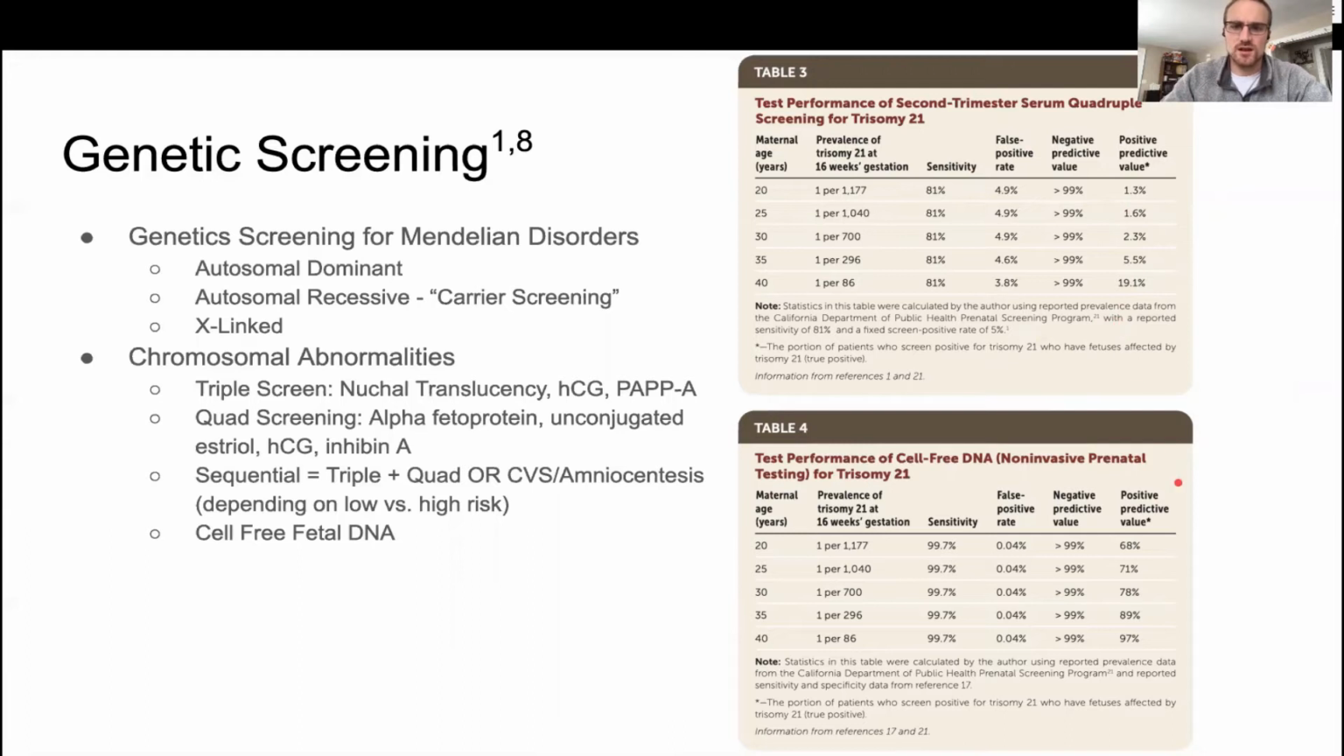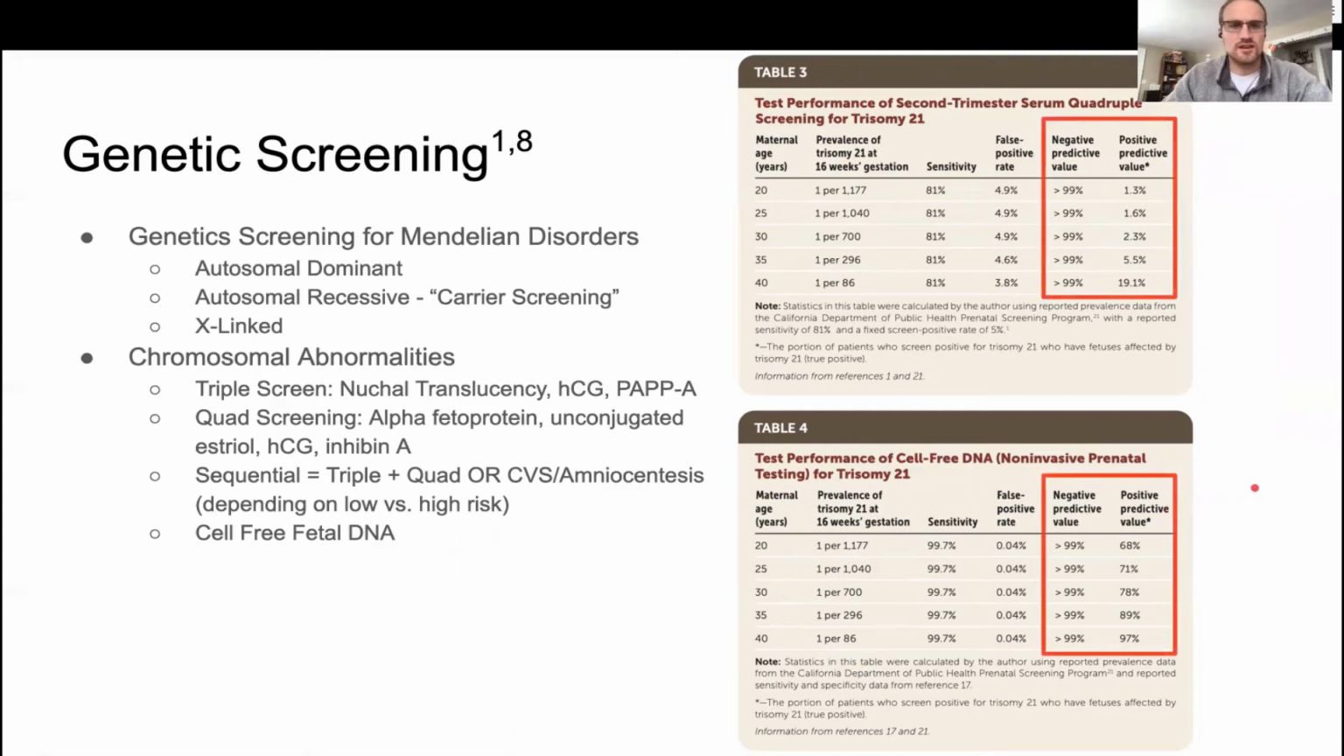diagnostic testing. With the cell-free fetal DNA, you really see the same pattern at age 20, a 68% positive predictive value, which is much better than the quadruple screen, but still not great. And then as pregnancy gets older and more advanced and at higher risk, that positive predictive value increases because the incidence and prevalence are increasing. And that's shown here in the second column.